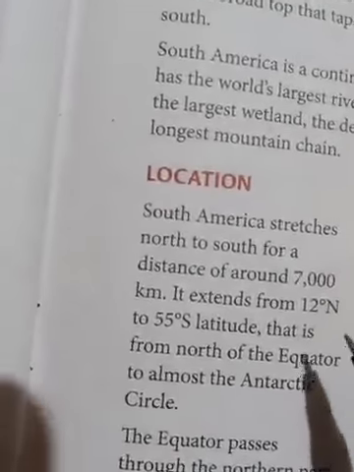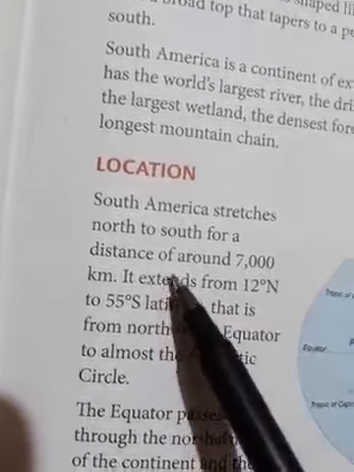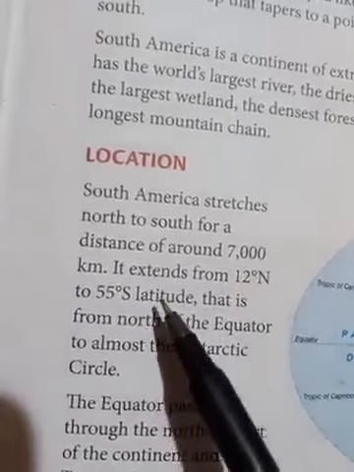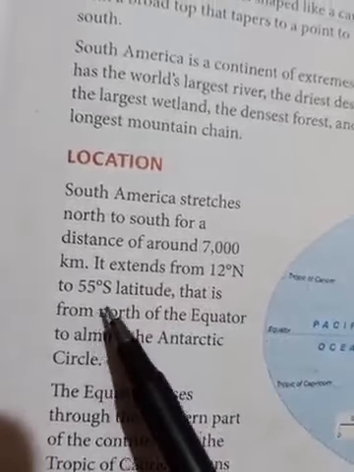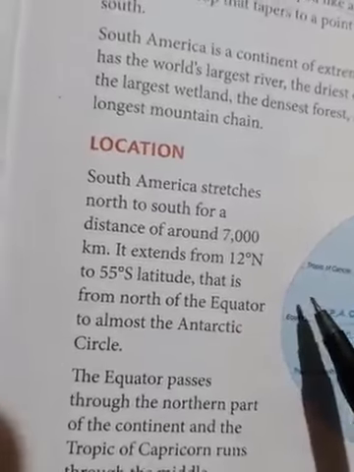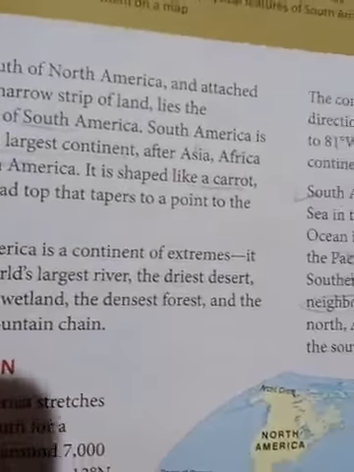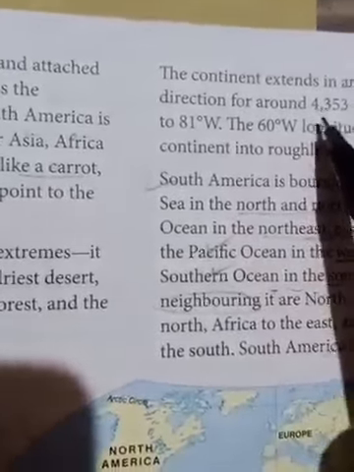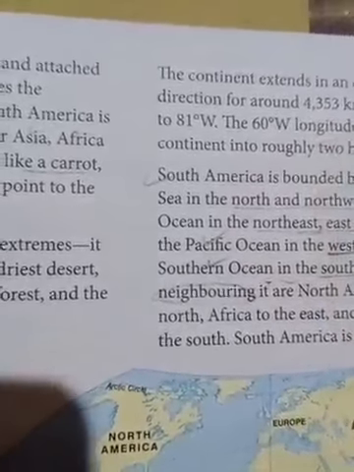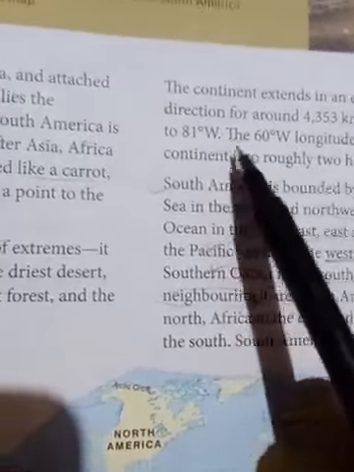So now let us see about the location. The location of South America stretches north to south for a distance of around 7,000 kilometers. It extends from 12 degrees north to 55 degrees south latitude. And after that, the continent extends in an east to west direction for around 4,353 kilometers, from 35 degrees west to 81 degrees west.